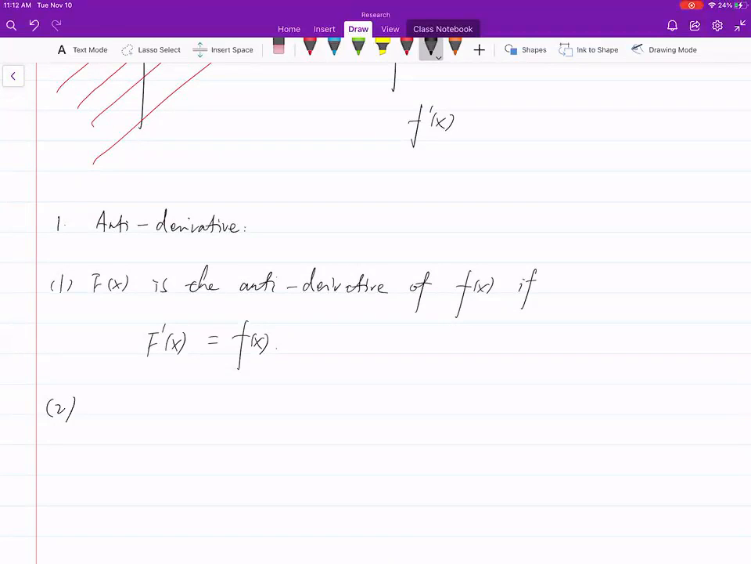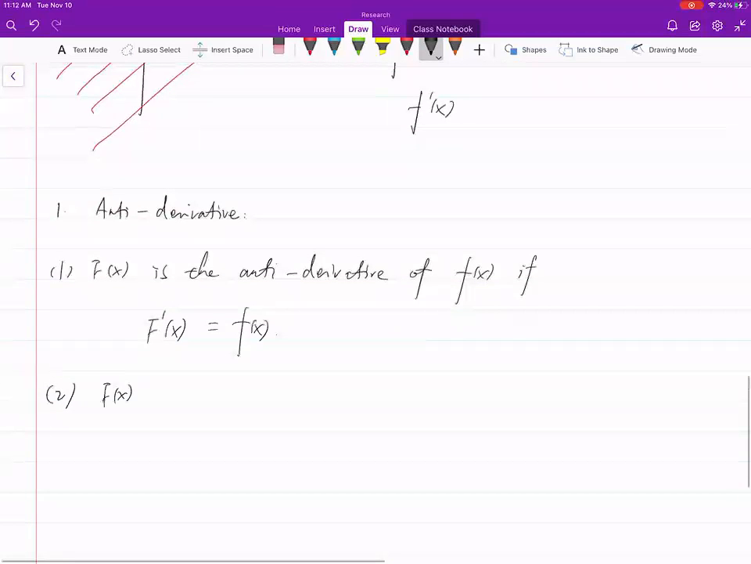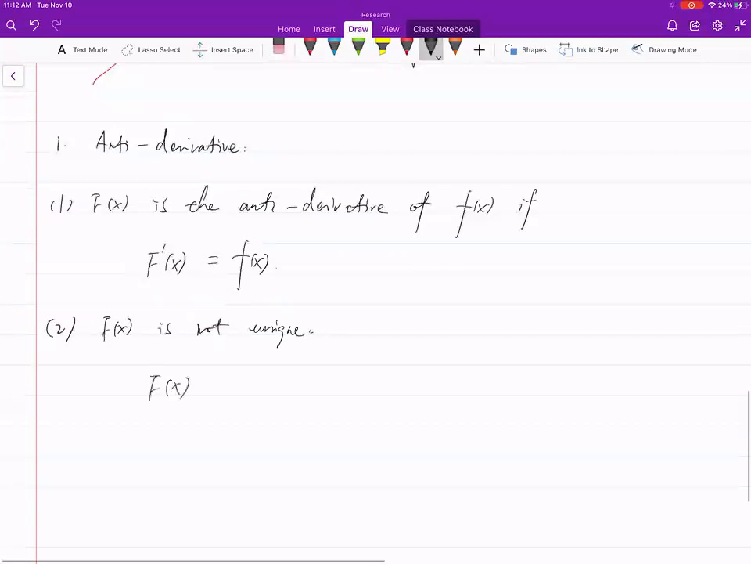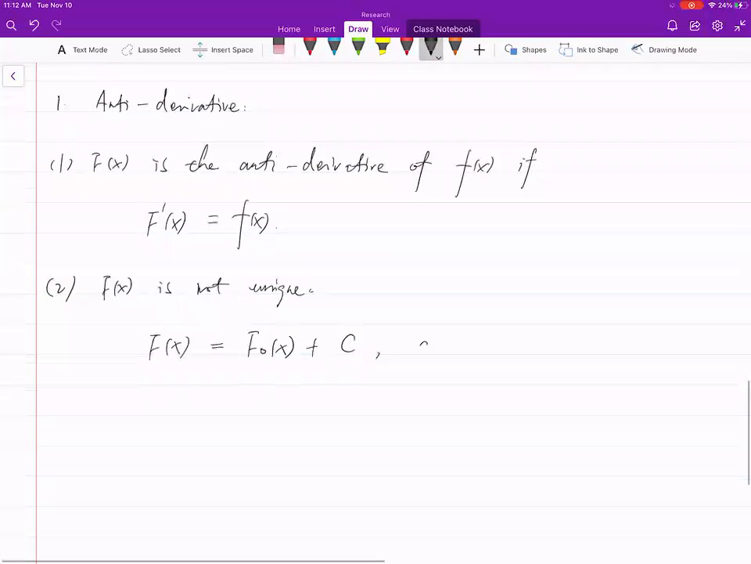Number 2, the fact we wrote down: F(x) is not unique. There can be many functions which all give you the same derivative. But usually it's given in a format. Actually, take it back. It's not usually, it always takes the format F(x) equals some function plus a constant. Keep in mind, this constant can be anything.